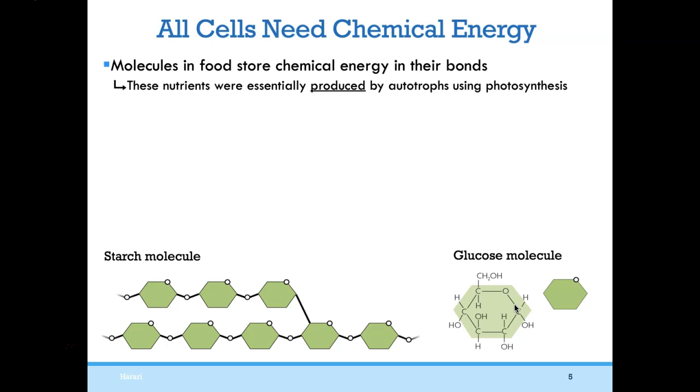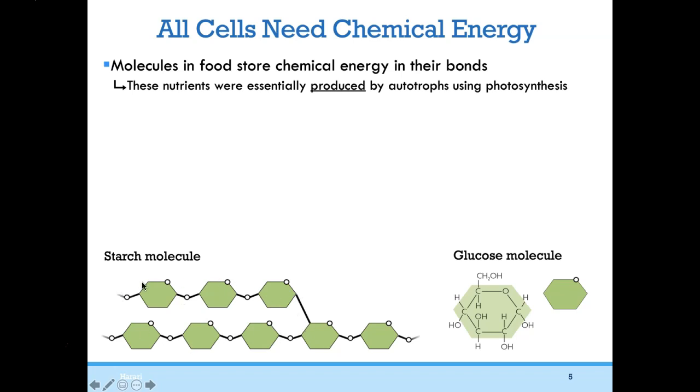So all cells need chemical energy. The chemical energy all cells require is specifically ATP. But we can't just eat ATP, right? We can't go to the store and just have an ATP milkshake. We have to have food. And molecules in food store chemical energy in their bonds. So if you were to go get a sandwich, that bread is made up of a lot of starch, which can then be broken down into glucose. And every single bond that you see here, either within each glucose subunit or between the glucose subunits, contains energy.